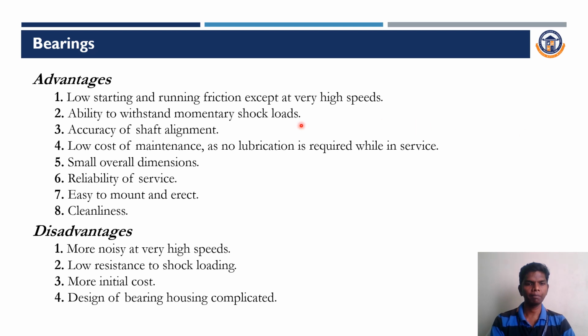So the advantages of bearings: lower starting and running friction except at very high loads, ability to withstand shock load, accuracy, and lower weight. These are the advantages of bearings. And the disadvantages: they are more noisy, have low resistance, have a higher initial cost, and need design of the bearing housing unit.